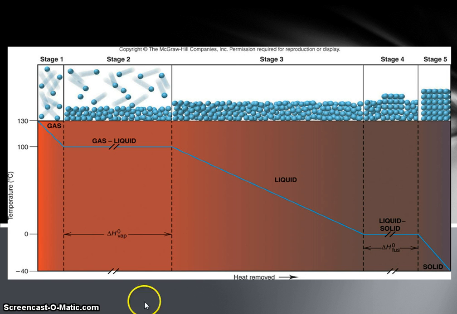So on this chart, on the bottom is heat. So over here on the left, it's cooler. Up here on the left is your temperature. So hot is at the top and cool is at the bottom. We're going to start off over here on the right.